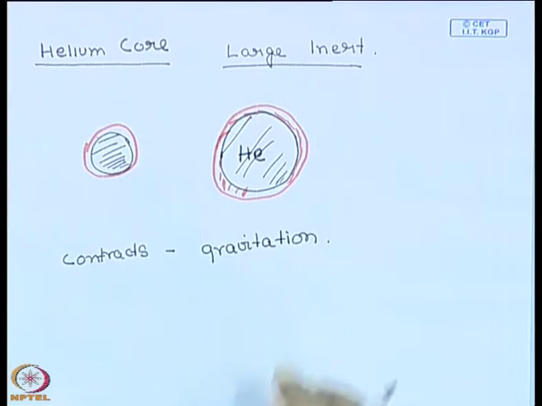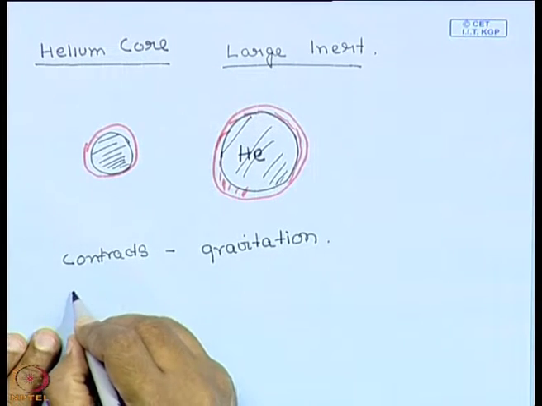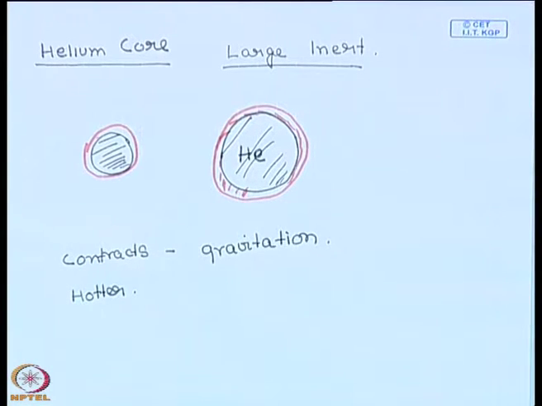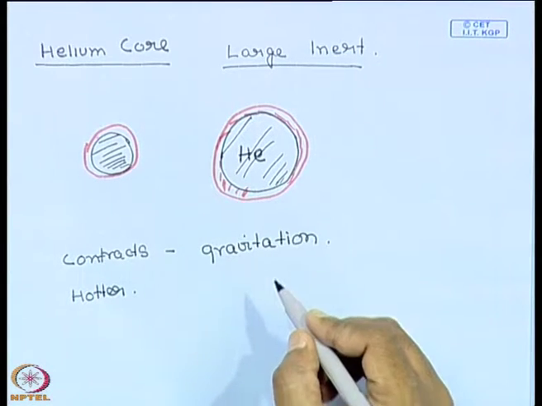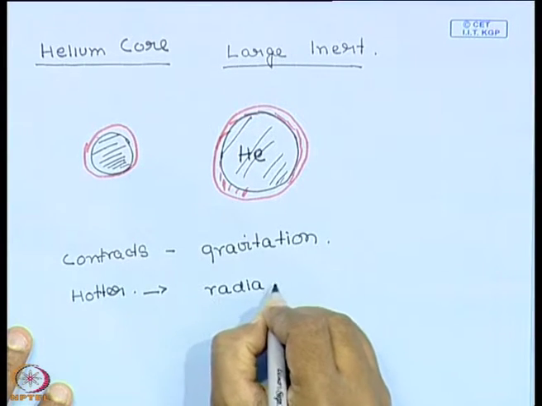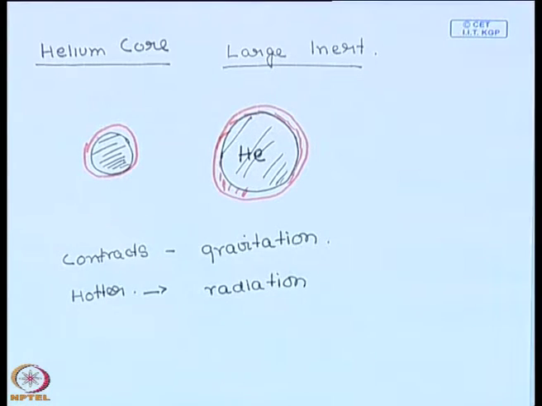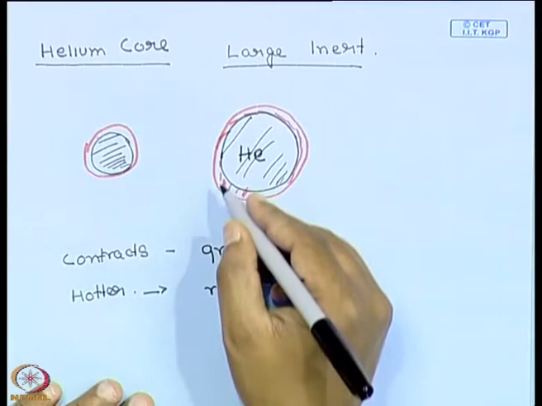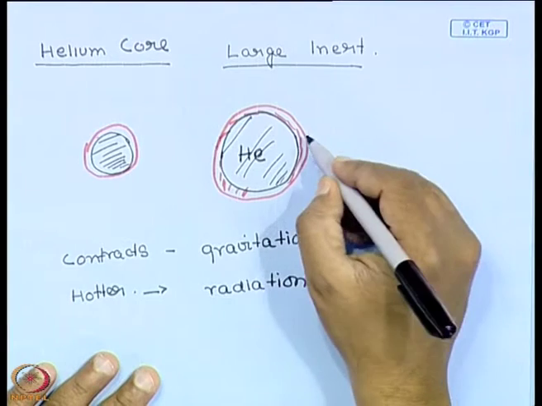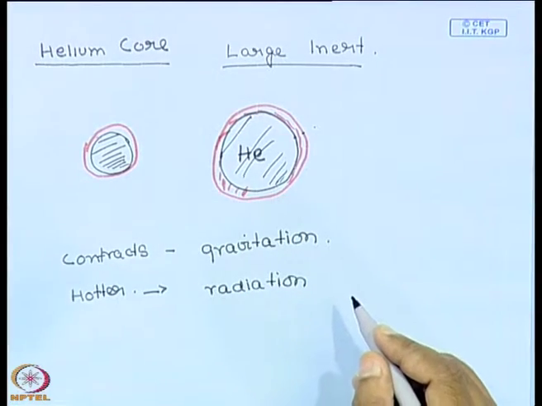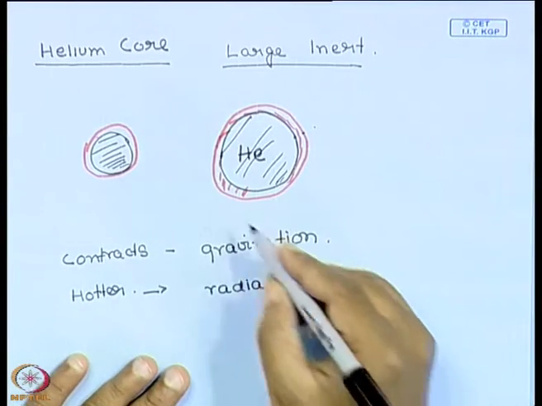And as it contracts due to gravitation, it gets hotter. So, the core is contracting, it is getting hotter, and it emits radiation also in this process. This is simple virial theorem. As it contracts and gets hotter, the hydrogen burning at the edge of the core also goes up. So, the whole thing contracts, and the radiation from here blows out the outer envelope.